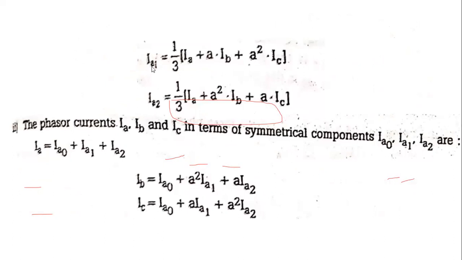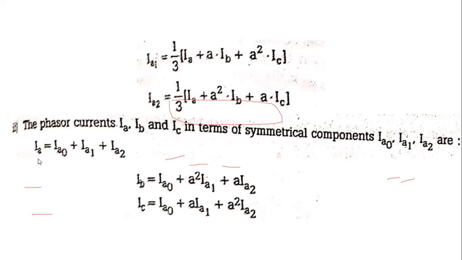Similarly, IA1 equals 1 by 3 of IA plus A into IB plus A square into IC. Next, we are writing the formula for IA2, that is 1 by 3 of IA plus A square into IB plus A into IC. Therefore the phase currents IA, IB and IC in terms of the symmetrical components are IA0, IA1, IA2.